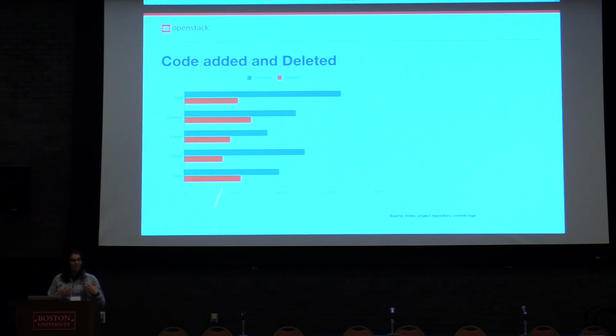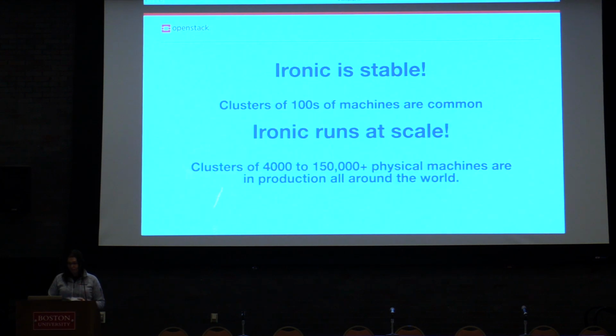Right now we're kind of in a feature additions mode. But the key takeaway is that Ironic is a stable platform, and when we talk about clusters, hundreds of machines that it manages are fairly common. When we start talking about the hyperscalers of the world, people are running 4,000, 10,000 machines in Ironic in a single deployment. I know of one cluster that's at least 150,000 machines, which is kind of mind-boggling when you think of the number of cores that can be in those 150,000 machines.